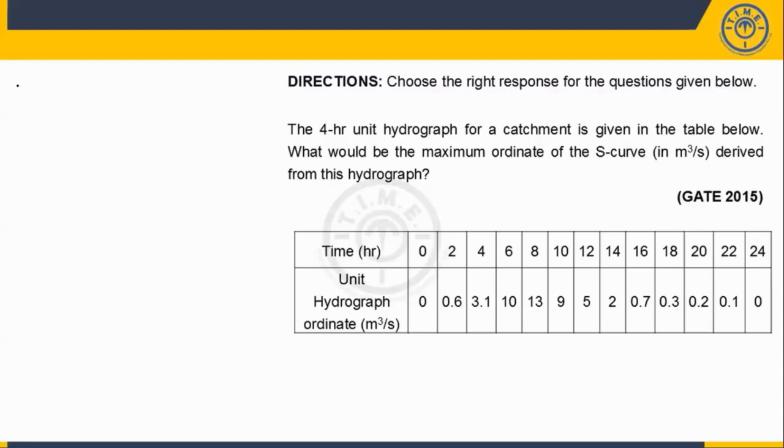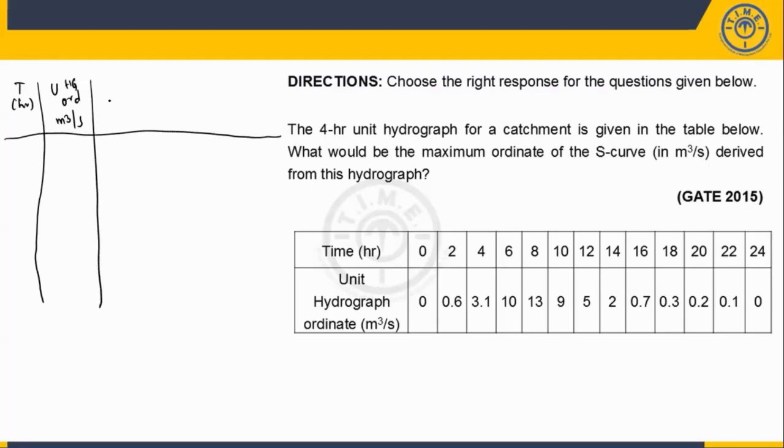Okay. How to do the S curve? First we take T in hours. Next we take unit hydrograph ordinates in meter cube per second. How much is the T in hours? 0, 2, 4, 6, 8, 10, 12, 14, and so on, 18, 20, 22, 24.